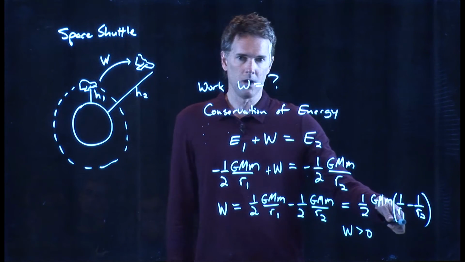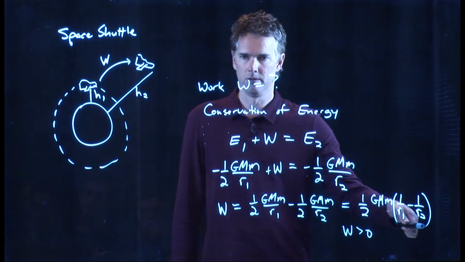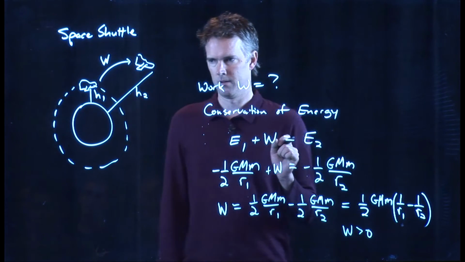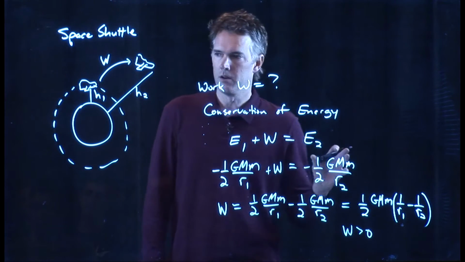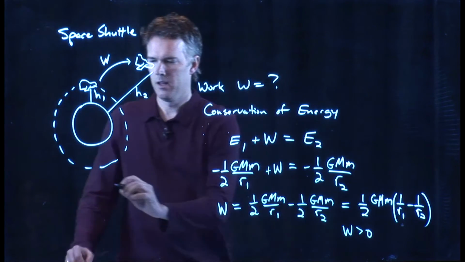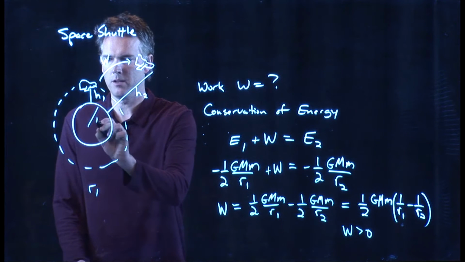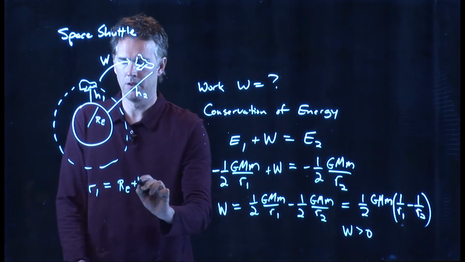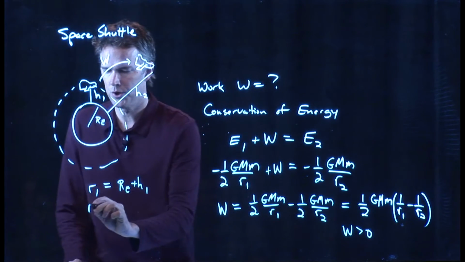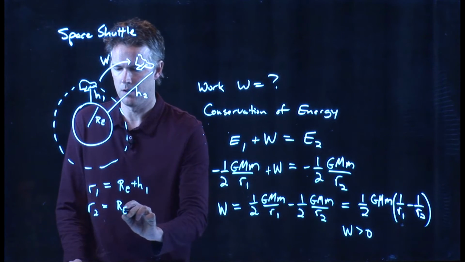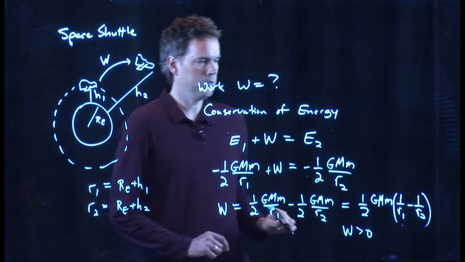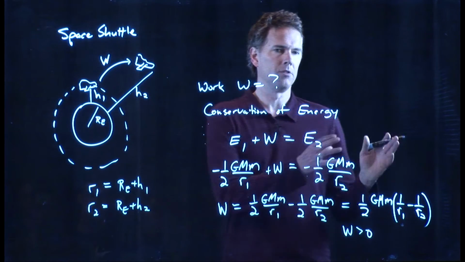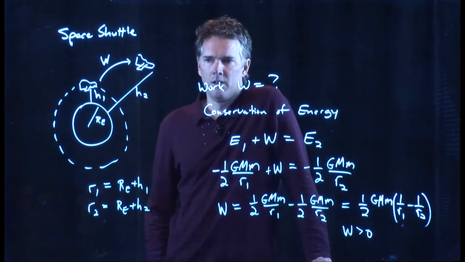Why? Because R1 is smaller than R2, which means that 1 over R1 is bigger than 1 over R2. Okay? You can plug in numbers here now if you know those values, and you have to remember that R1 is the radius of the Earth plus h1. R2 is the radius of the Earth plus h2. We would have to give you the mass of the space shuttle as well, but if you have all those numbers, you can plug them in.